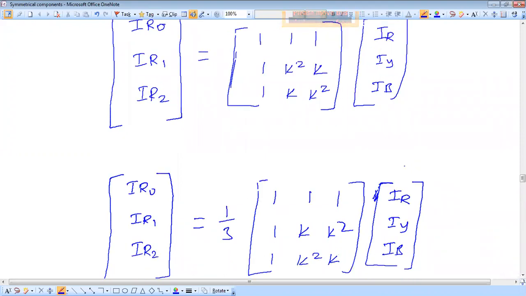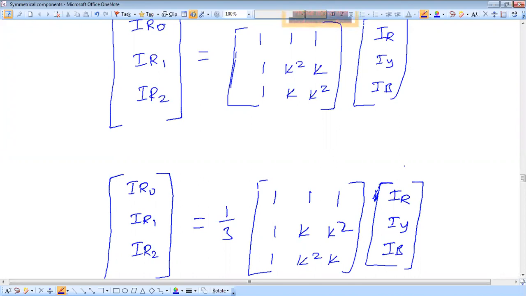Now these two are very, very important matrices. IR, IY, IB in terms of IR0, IR1, IR2 is 1, 1, 1, 1, K square, K, 1, K, K square. Sometimes the examiner may ask, what are IR0, IR1, IR2 in terms of IR, IY, IB? That is one third of 1, 1, 1, 1, K, K square, 1, K square, K. How to remember these two matrices? If you remember the first one, for the second matrix the extra term 1/3 will come and the last two rows will be interchanged. These two matrices are very, very important in fault analysis.